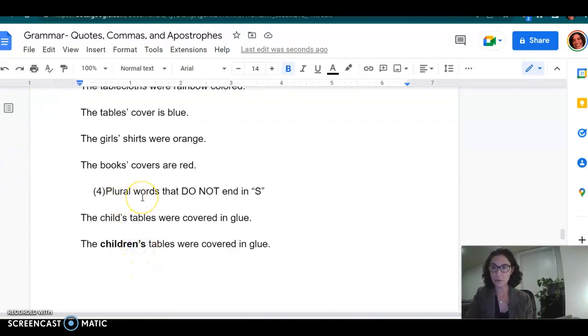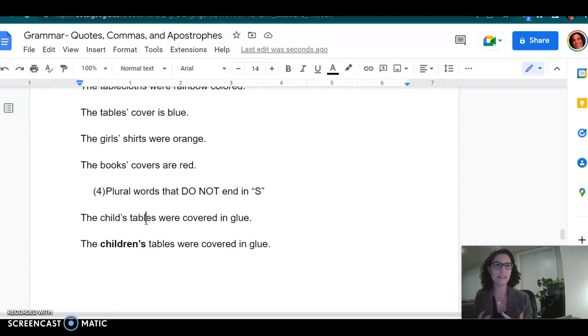When the noun becomes plural by changing the word, like child to children, we go back to our original rule of adding apostrophe S. The children's tables were covered in glue. Again, if I ask you how many children this refers to, or how many tables belong to the children, you would just say more than one. As opposed to this one, the child's tables were covered in glue, then it's one child with multiple tables. I'll let that sit for a second.